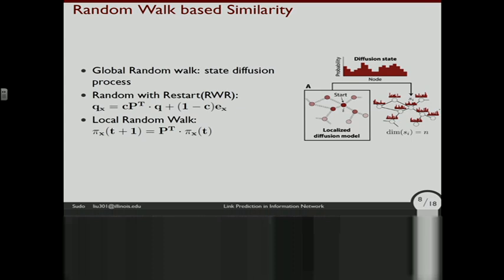Another kind of method is random walk-based similarities. The general idea is to represent each node using a state diffusion process. From time 0, you put probability 1 on a node I in this graph, and after the random walk, you get the diffusion state for each node. You could use this diffusion state as the feature, or use it to calculate the similarity. There are two variants covered: random walk with restart, and local random walk. The random walk with restart brings a more robust way, and local random walk is a more efficient way to approximate the real random walk.